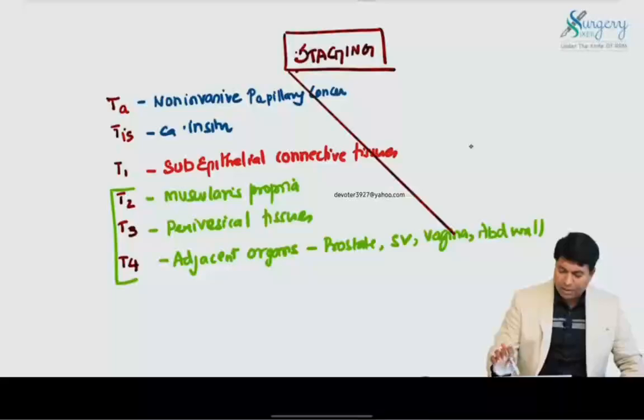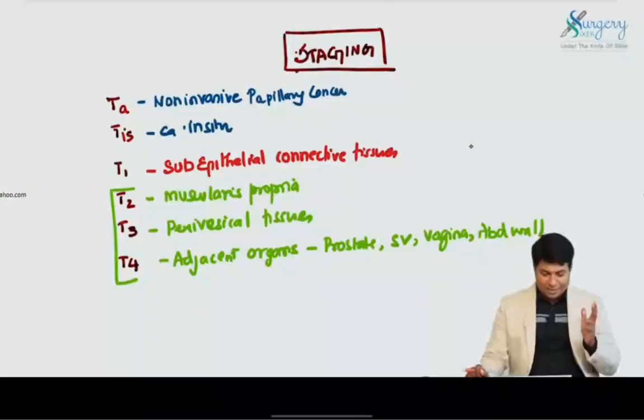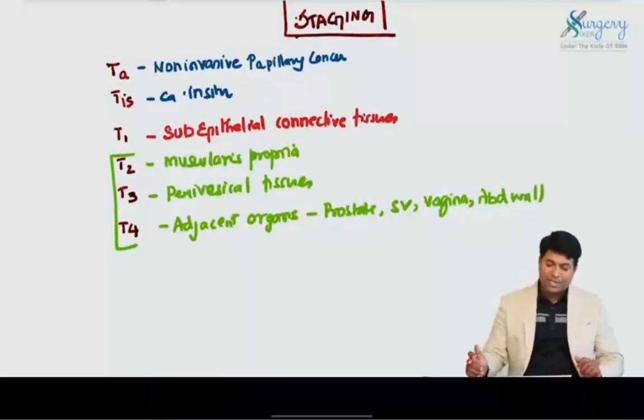I yield for your exams. So please don't forget: TA is non-invasive papillary cancer, TIS is carcinoma in situ, T1 is subepithelial connective tissue, T2 is muscularis propria, T3 is perivesical tissue, and T4 is adjacent organs.